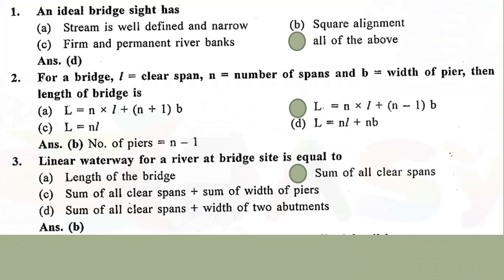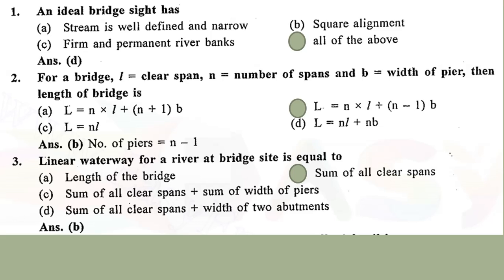So, question 1, an ideal bridge site should have a stream that is well defined and narrow, it has square alignment and it has firm and permanent river banks. So, this will be the ideal bridge site.